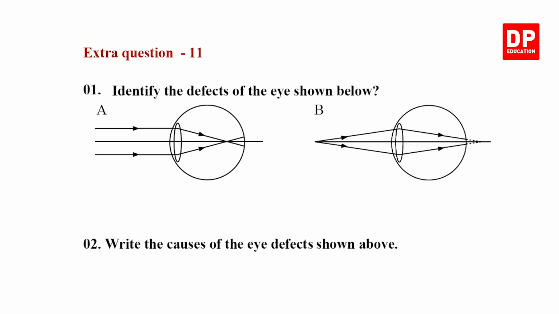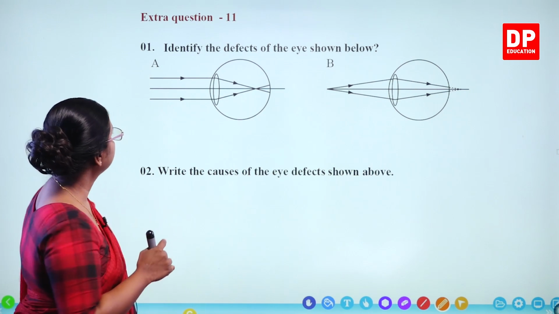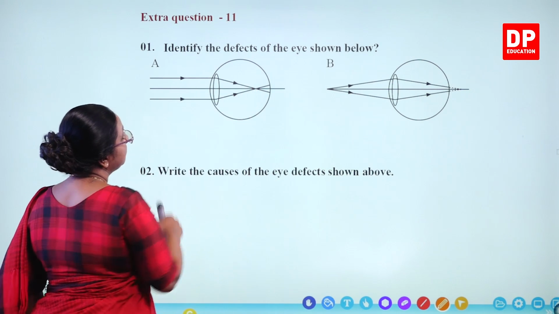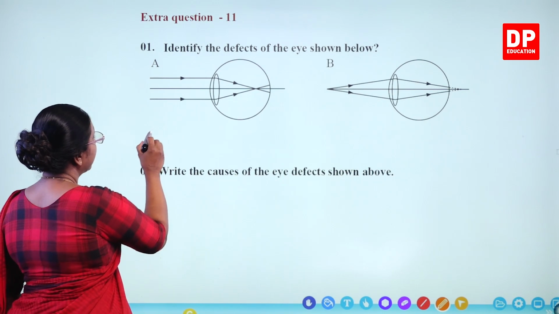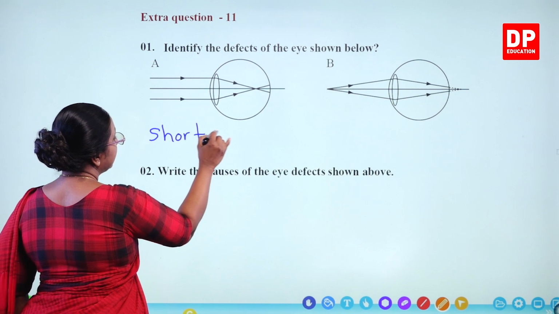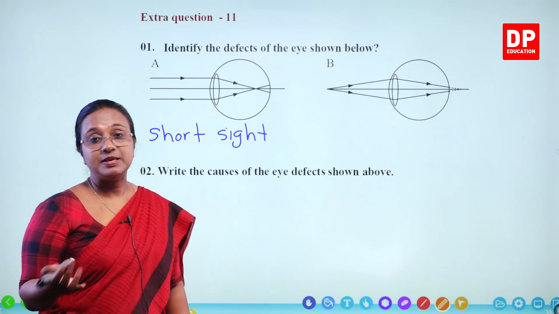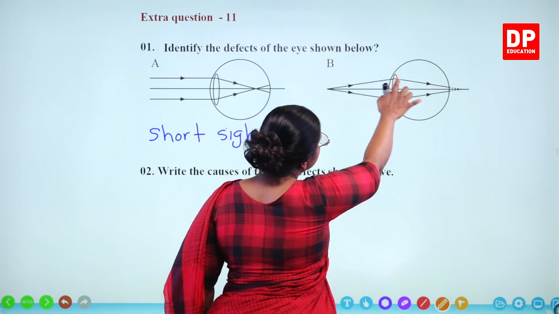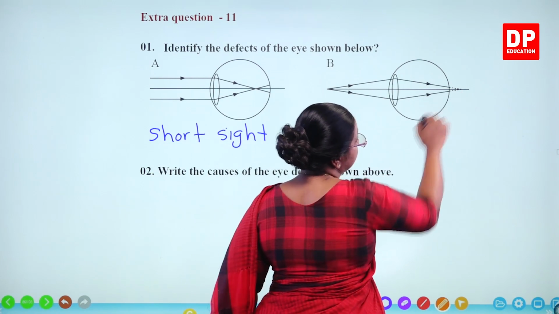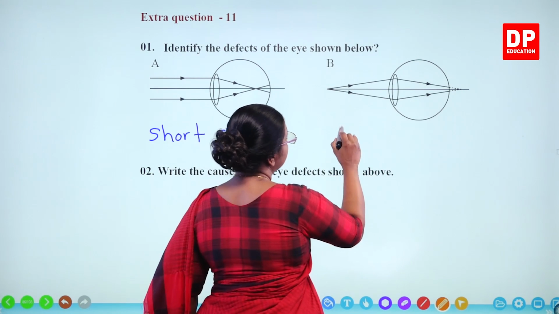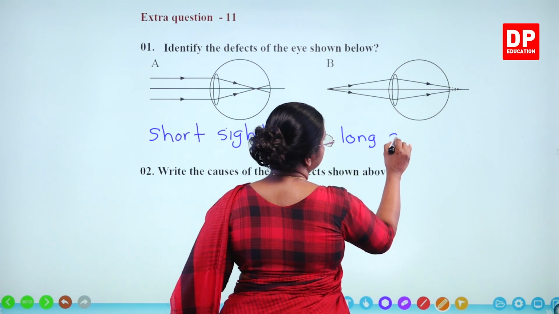Extra question 11. Identify the defects of the eye shown below. Now here you can see the parallel rays come and the image forms in front of the retina. So what is that? It is short sight. Close objects can be seen, but the far object, the parallel rays from a far object, cannot be seen clearly. Then here the divergent rays come from the close object. So that forms behind the retina. That means this is long sight.